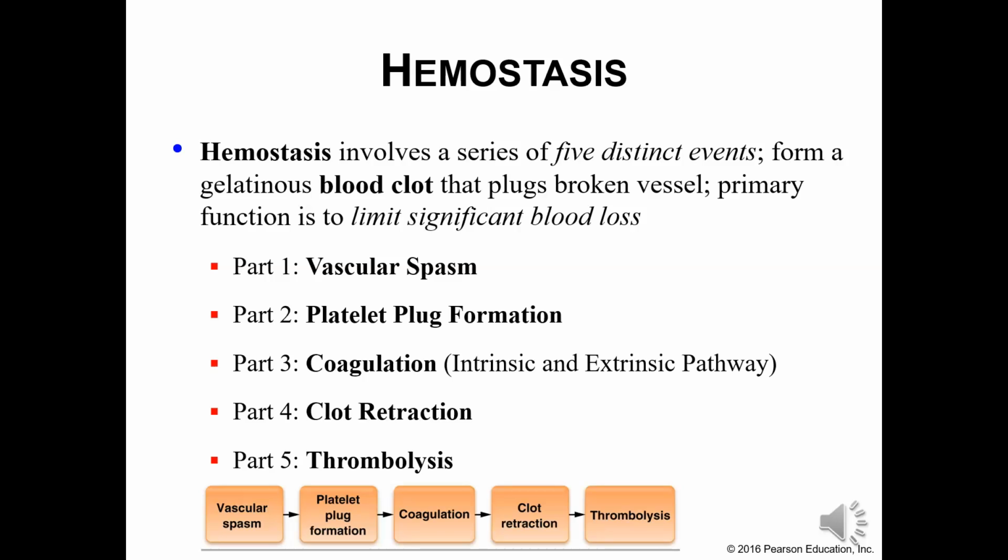Then coagulation. This is a set of enzymes that requires 2 pathways, an intrinsic, which means within the blood, and an extrinsic pathway, which occurs outside the blood. And we'll look at these pathways in a minute. And then the clot retracts, okay, and then finally thrombolysis occurs. Okay, the components of the clot have to be broken up, and that's called thrombolysis.